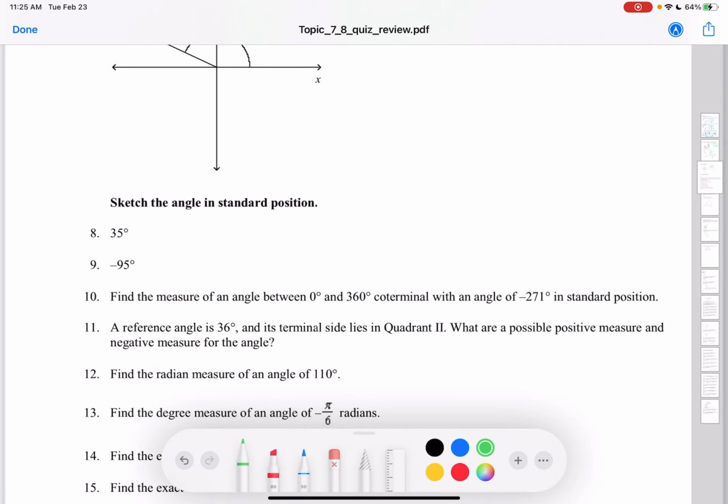Number 8, sketch a 35-degree angle. Pretty fast. Oops, I probably went too far. Probably right in there somewhere. Negative 95. Somewhere right in there.